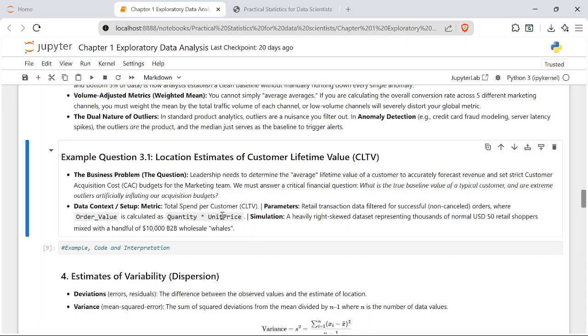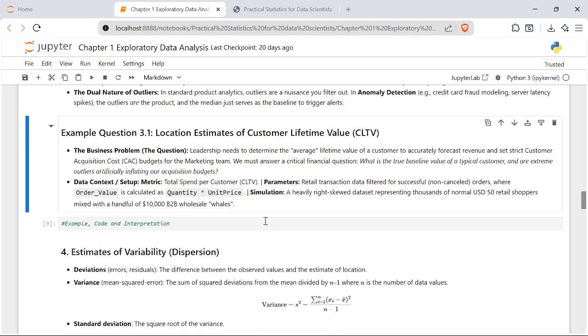Okay, data context or setup. So to show you exactly how this happens, we are going to generate a simulated retail transaction dataset first. First, we will calculate total spend per customer, their CLTV, by multiplying the quantity of items by their unit price, filtering out any cancelled orders.